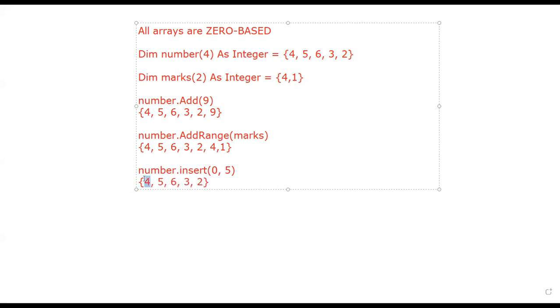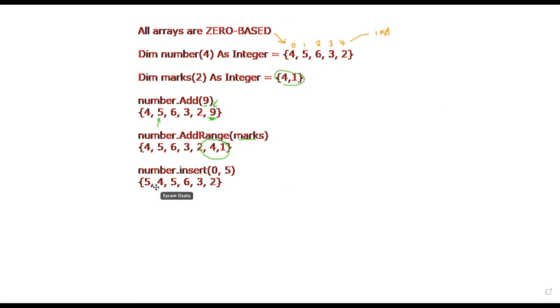If we take the example on number, at index 0 we have 4. So if you want to insert 5 at index 0, it will place the 5 here. So we end up getting this, because we are inserting 5 at index 0. Here is index 0, that's the position.